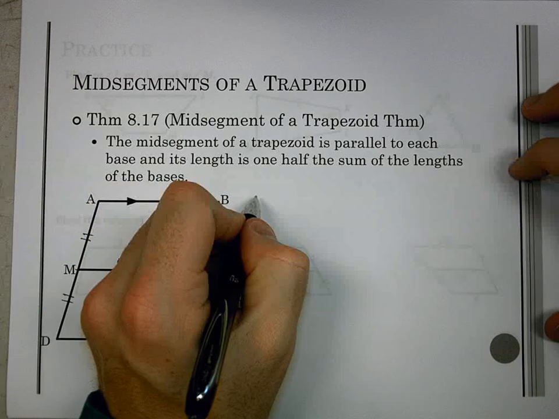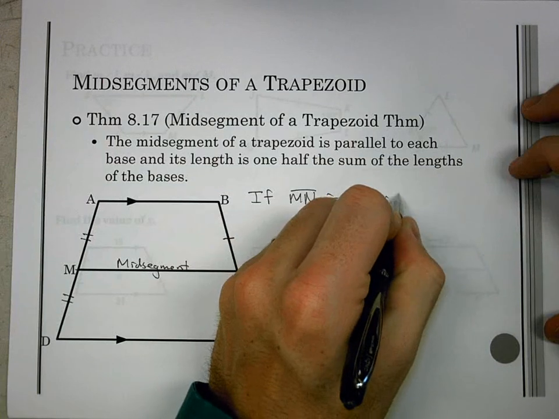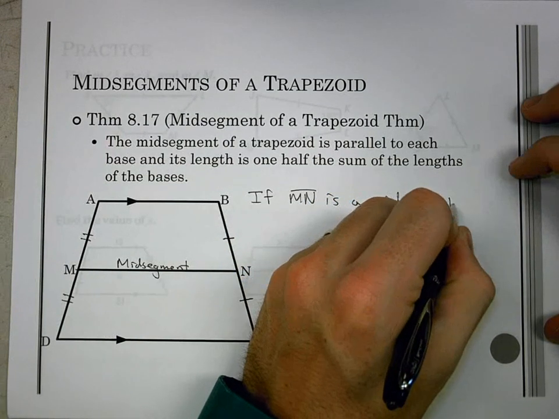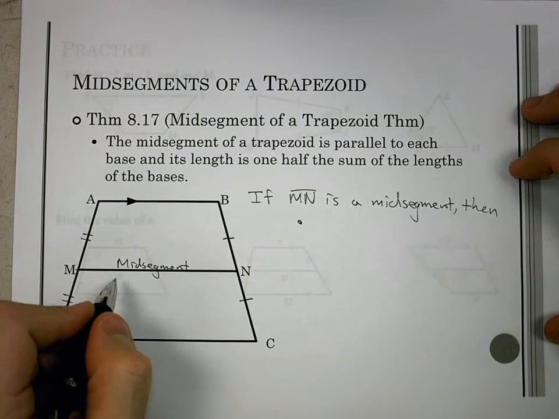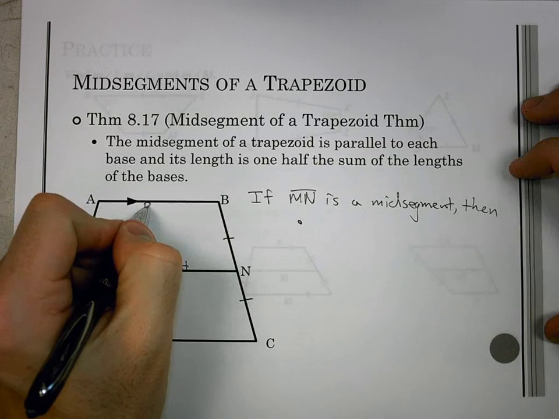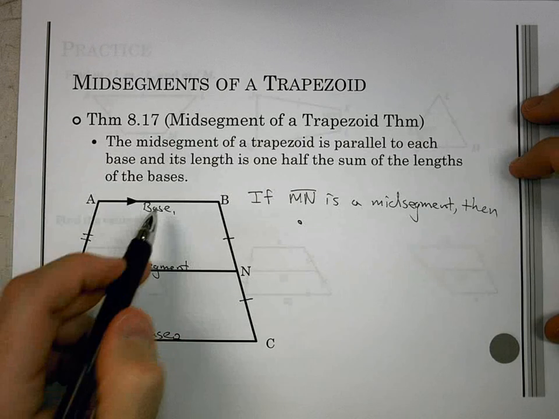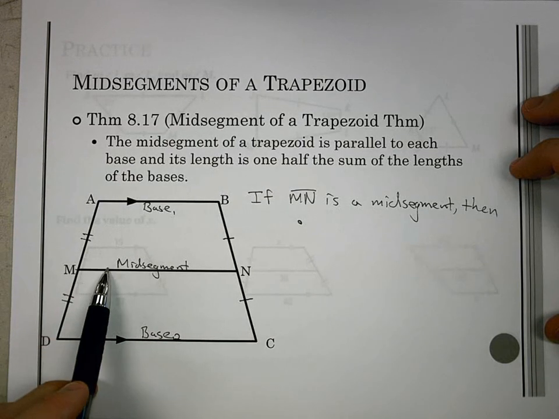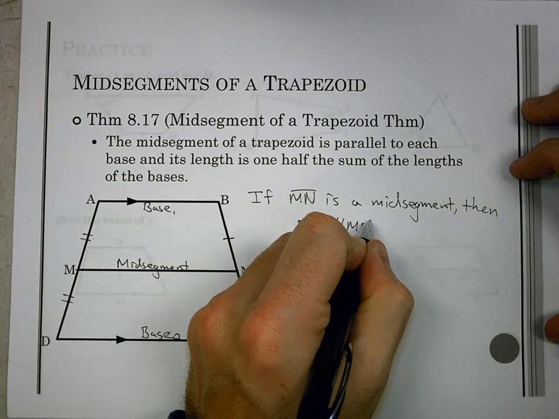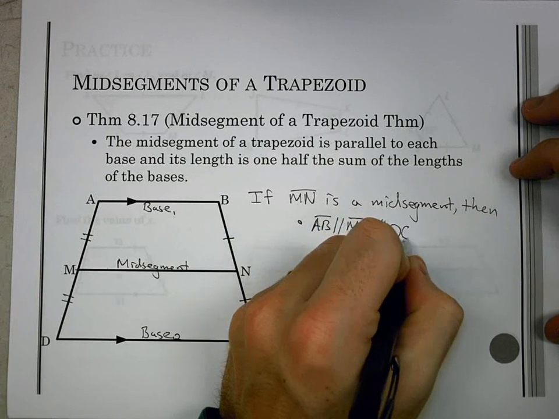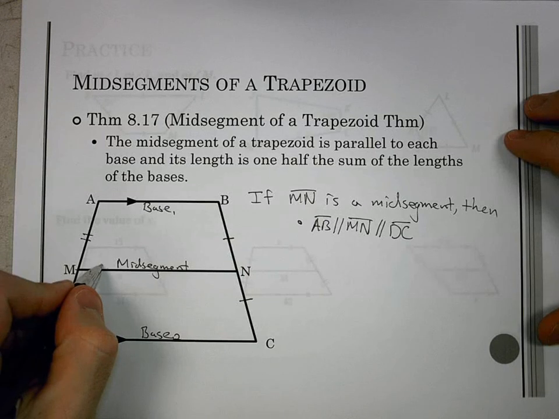Now, if MN is a midsegment, then we know two things from our theorem above. The first thing we know is that it's parallel to each base. Well, let's number these bases before I get too far ahead here. So I have base 1 and base 2. So MN is parallel to AB, as well as MN is parallel to DC. Now, it exists, they're parallel, we can make a note of that.